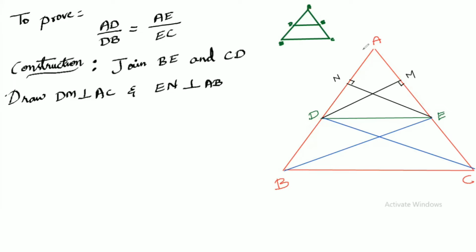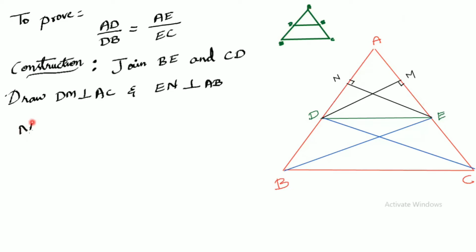Now let us find the area of ADE. Remember, we know the area of a triangle is half into base into height. The height is always the 90-degree line. Remember that. I will go a little slowly with the basics so that you will understand. So we are first finding the area of ADE.